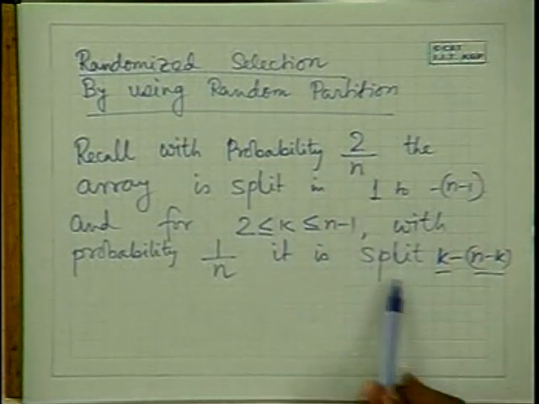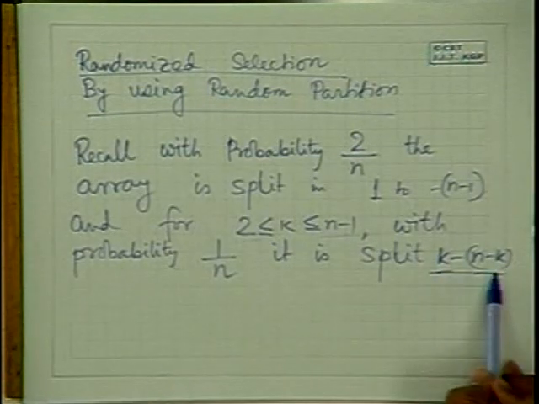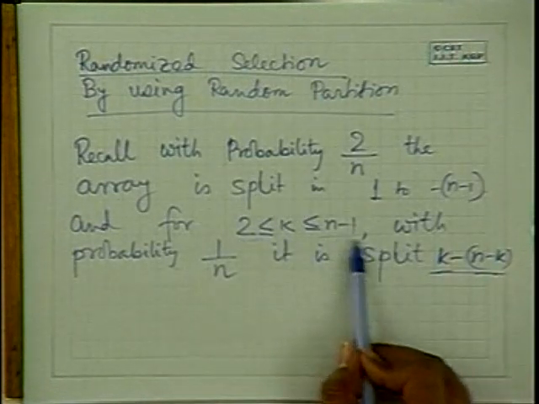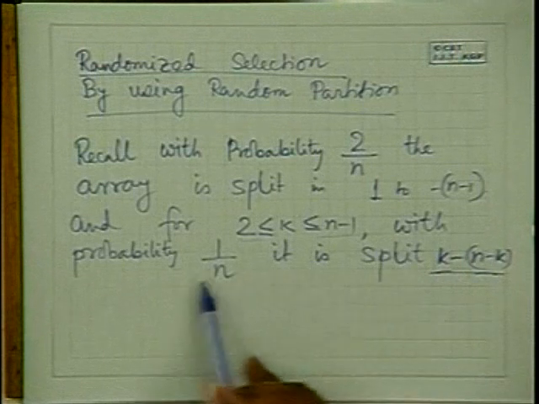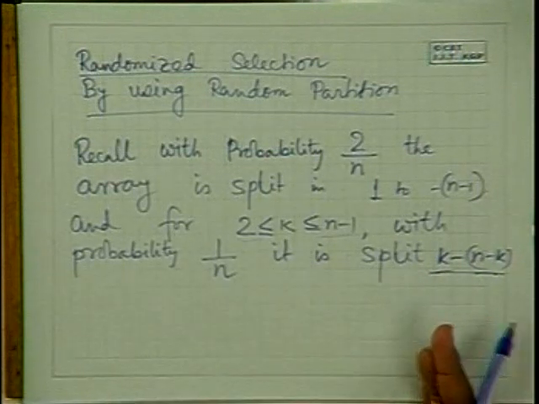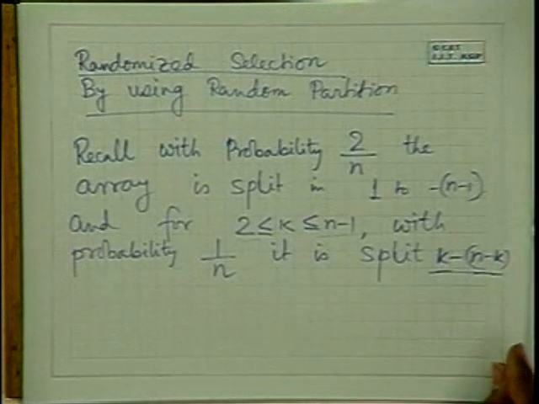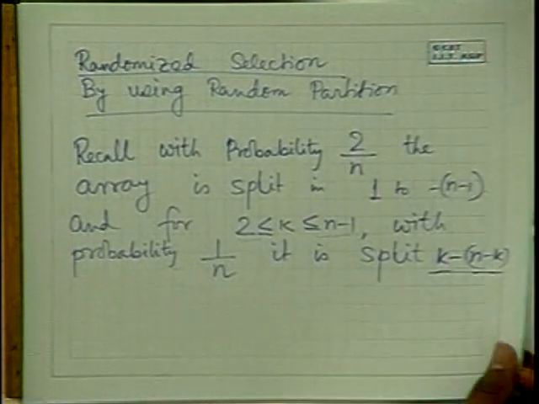The most important part is this: for general k between 2 to n minus 1, it is splitting into k and n minus k with probability 1 over n. That is the most important thing to remember. Okay, now we know the probability with which the partitions are happening.